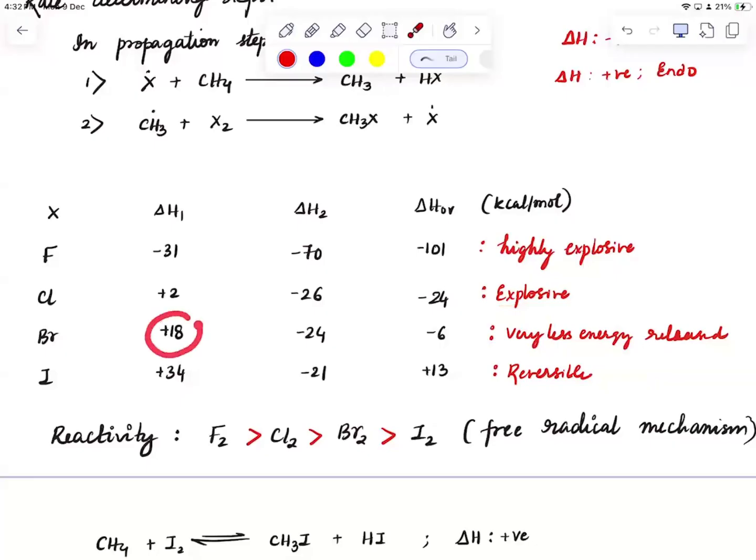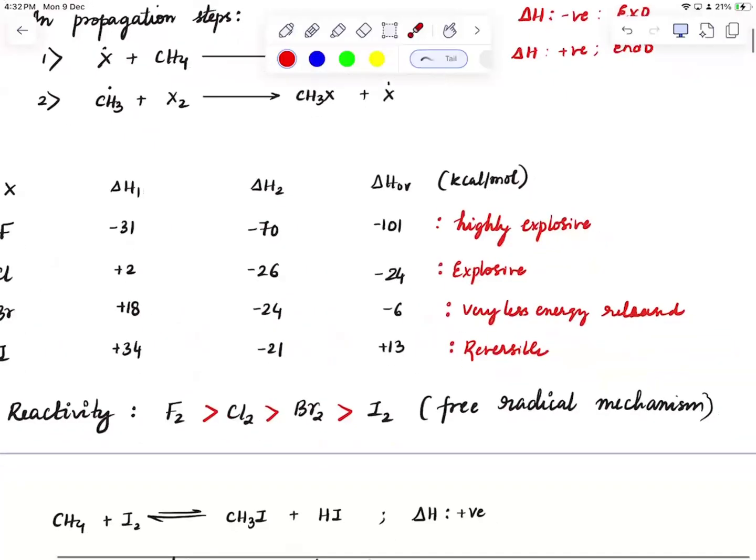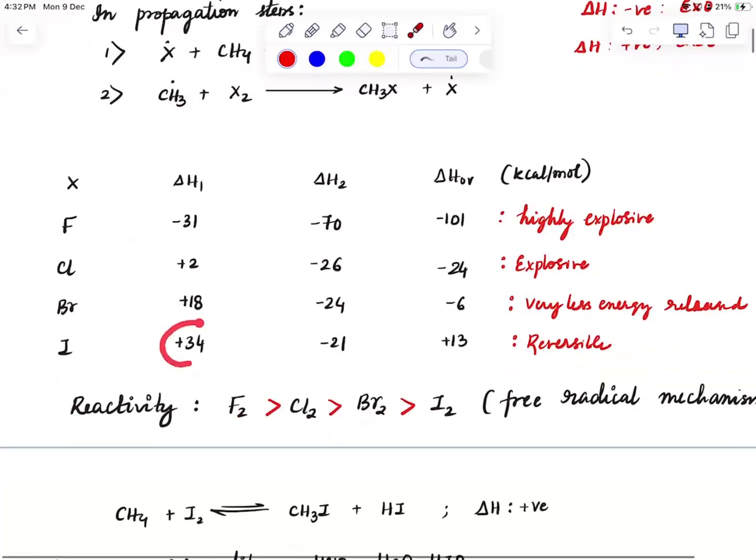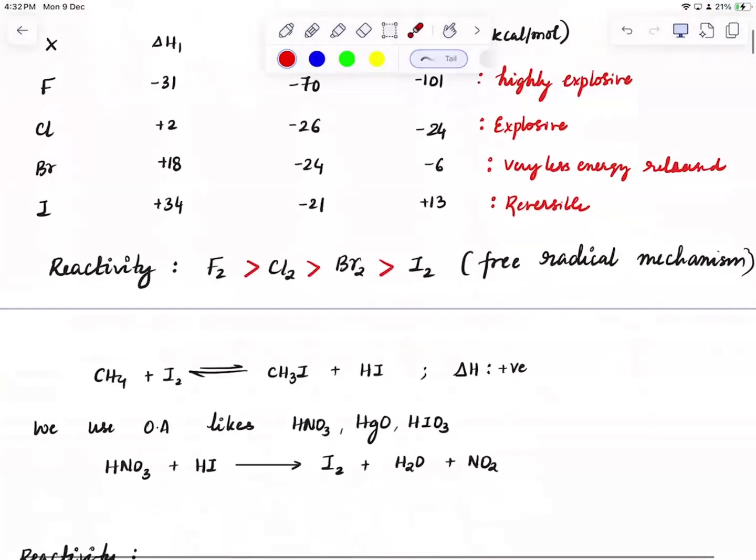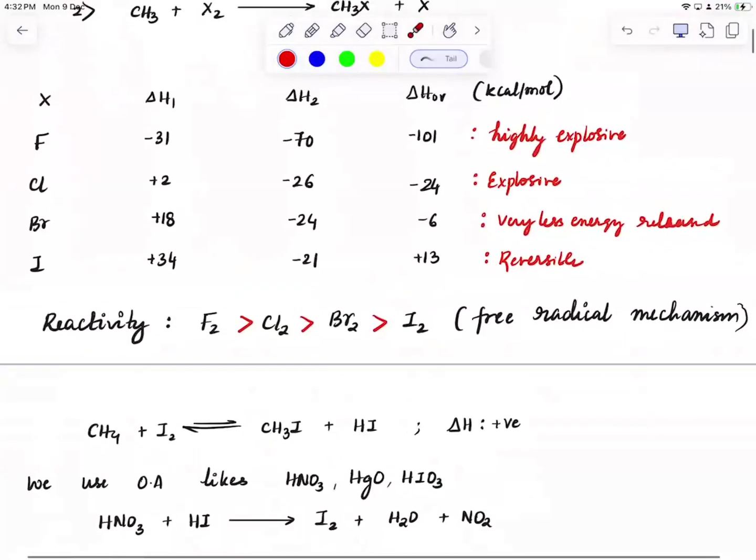But if you notice the case of bromine, the first step is slow because it is endothermic. Second step is slightly better, but overall reaction is still exothermic, which makes it so the reaction could happen but the energy release here will be very less. Which makes it very choosy and selective. While in case of iodine, the first step is highly endothermic. Even though the second step is exothermic, overall makes it highly endothermic reaction, which makes the reaction go more in the backward direction. Got it? So overall reactivity, if you notice, fluorine is greater than chlorine, bromine, and iodine. Okay, because of this explosion.